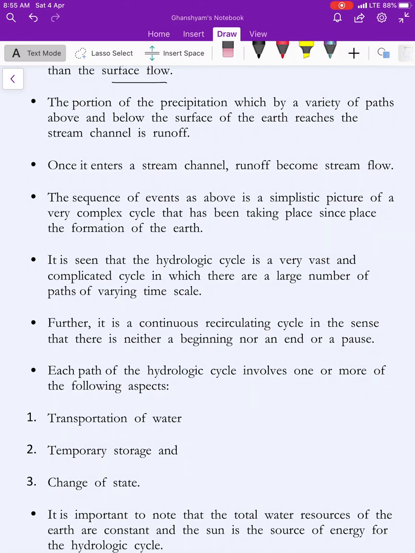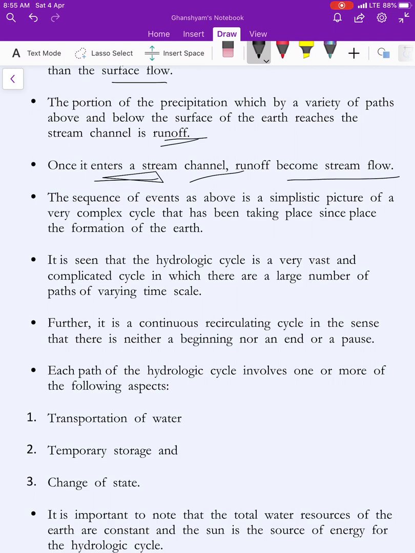The portion of the precipitation which by a variety of paths above and below the surface of the earth reaches the stream channel is runoff. So whatever water is running either on the surface or below the surface of the earth is termed runoff. Once the runoff enters the stream channel, it becomes stream flow.